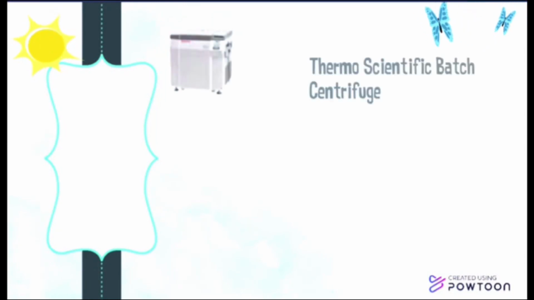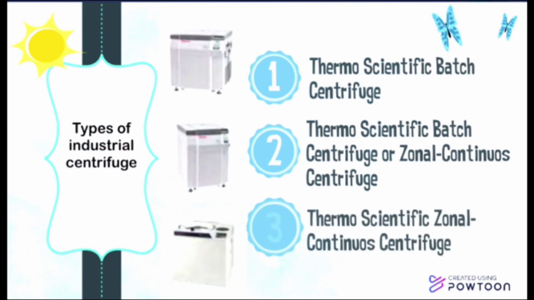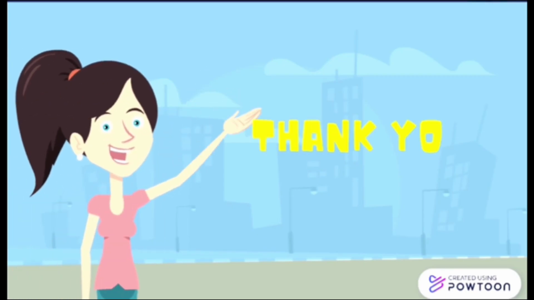The first one is the Thermo Scientific batch centrifuge. The second one is the Thermo Scientific batch centrifuge or zonal continuous centrifuge. And the last one is the Thermo Scientific zonal continuous centrifuge. That's all for industrial centrifuge.